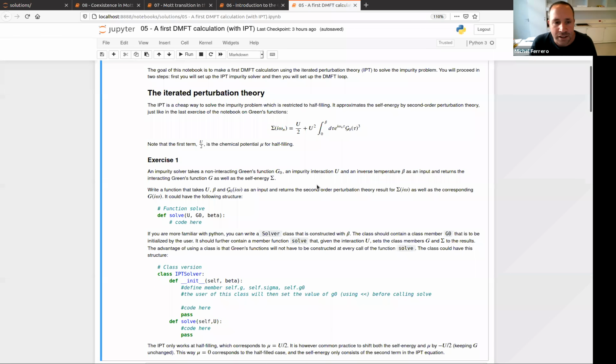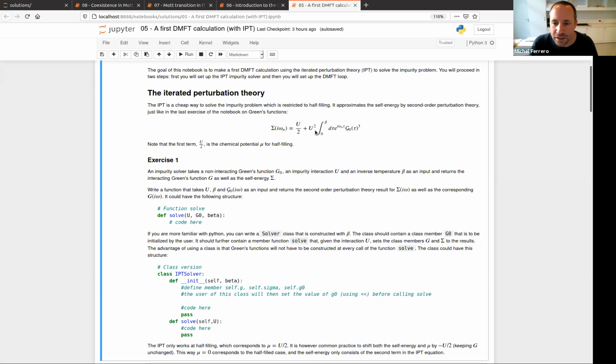What we want is a class that allows us to solve the impurity problem. The question is, what are the inputs that we need? If you had a black box impurity solver, what is the necessary information to give it? You can tell from looking at what you have here: of course, the value of the interaction, the Coulomb interaction on the impurity, and the structure of the bath that your impurity is connected to.